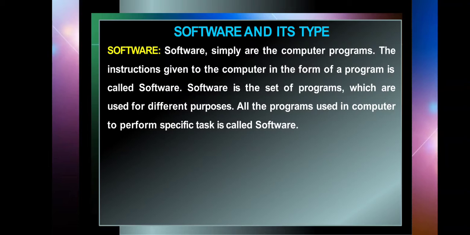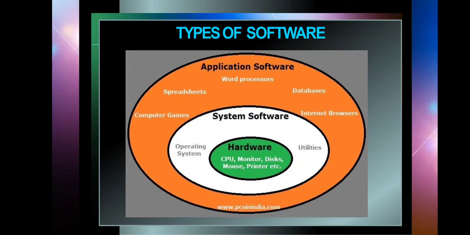Software and its types. Software simply means the computer programs, like the instructions given to the computer in the form of a program, which is called software. Software is basically a set of programs which are used for different purposes. All the programs used in the computer to perform specific tasks are known as software.